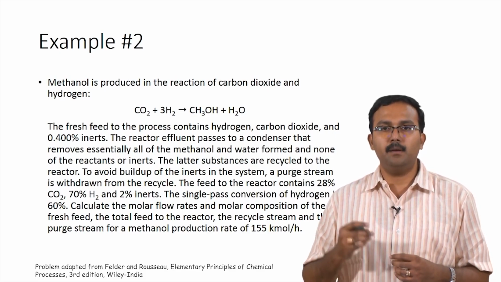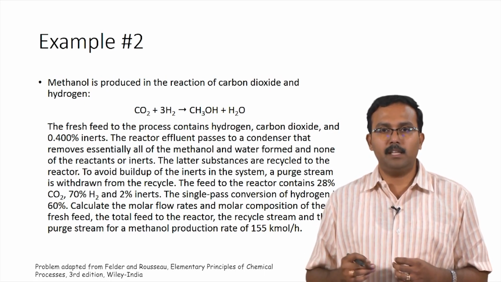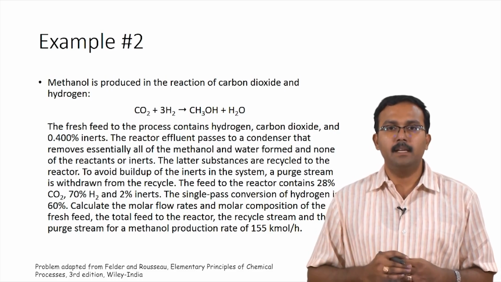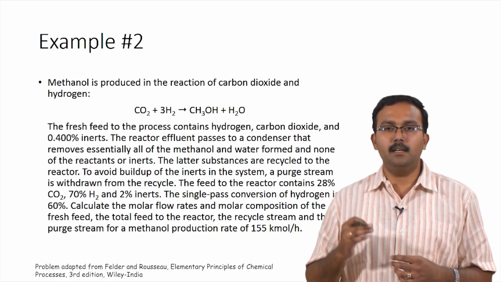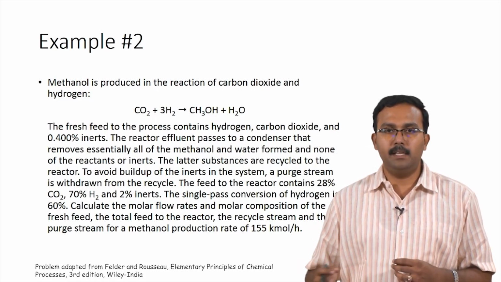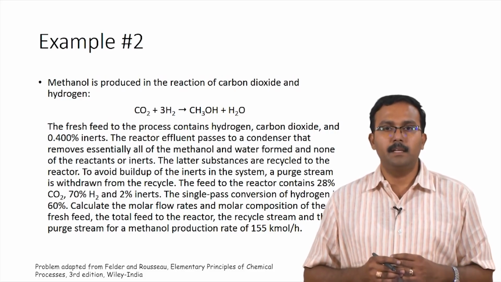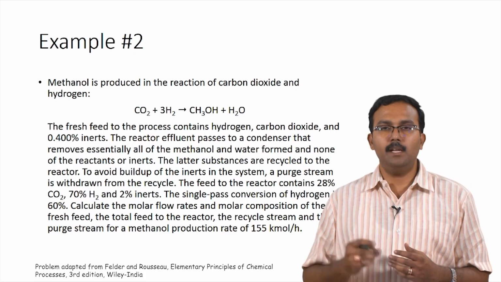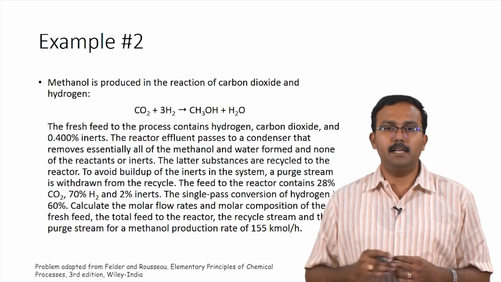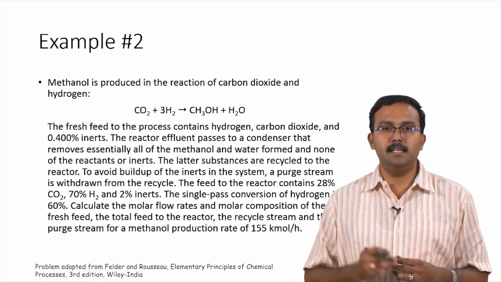The reactor effluent passes to a condenser that removes essentially all of the methanol and water which is formed, and none of the reactants or inerts. The latter substances are recycled to the reactor. To avoid buildup of the inerts, there is a purge stream which is withdrawn from the recycle. The feed to the reactor contains 28% carbon dioxide, 70% hydrogen and 2% inerts. The single pass conversion of hydrogen is given as 60%.